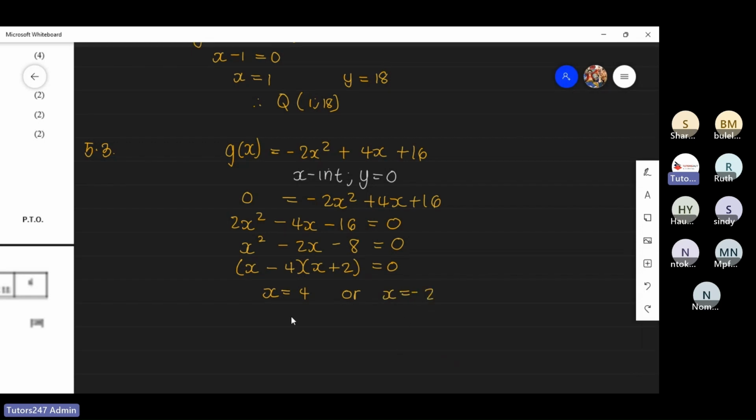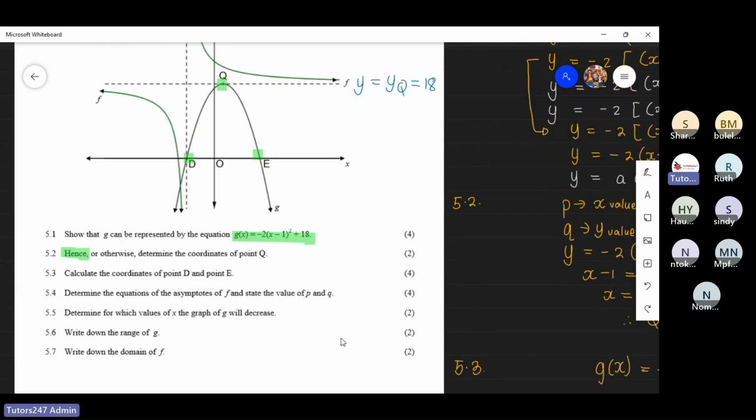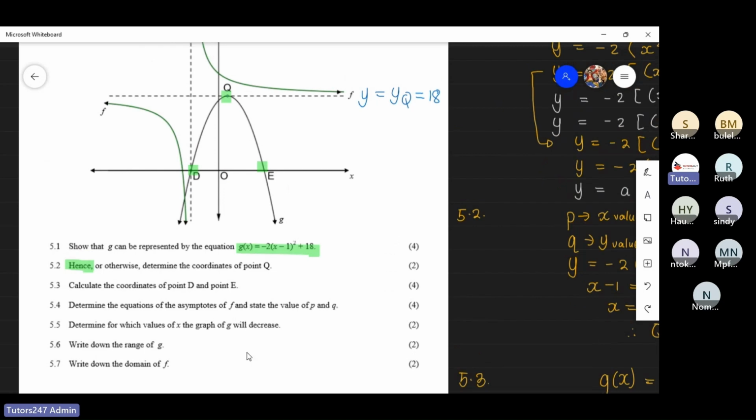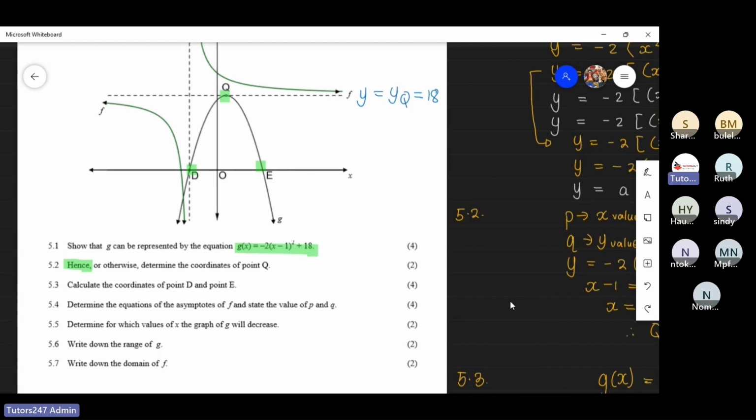Now, because we have two values, we need to identify which x value represents which x-intercept, because we were told to calculate the coordinates of D and E. If we put the wrong x values, technically it is wrong. So if we look at point D, it is on the left side of the y-axis, meaning it's on the negative side of the x-axis. So point D is going to get the negative value, whereas point E is on the positive side of the x-axis, meaning that point E is going to get the positive x value.